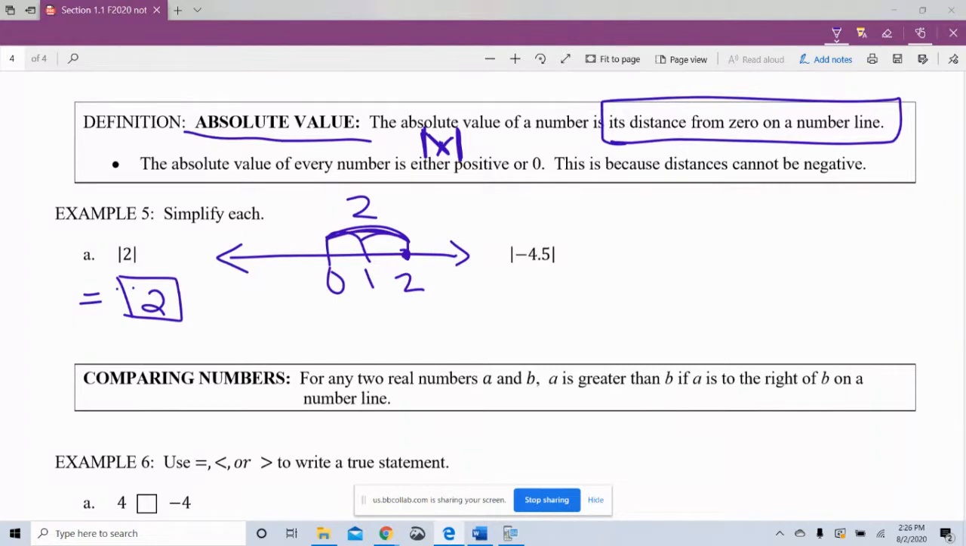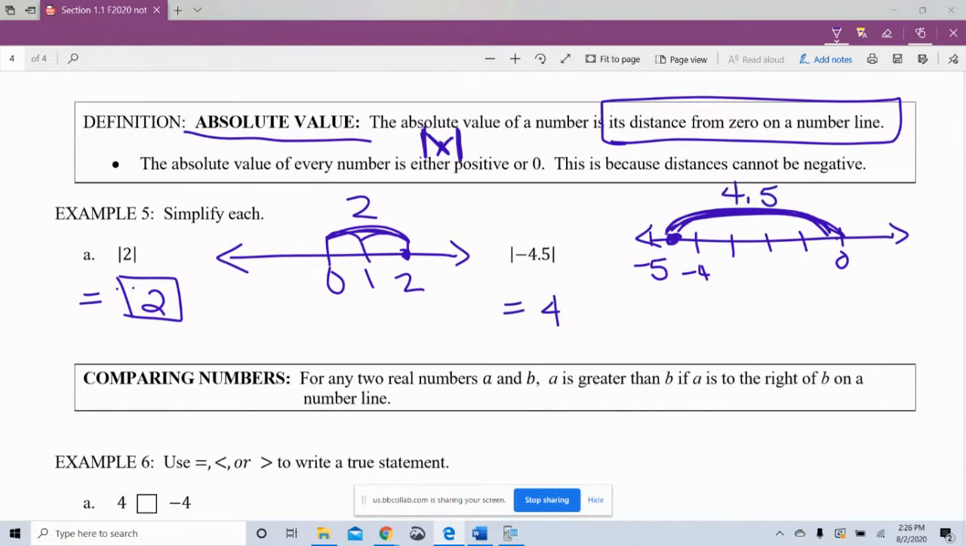Using the exact same reasoning in this second question, it's asking for the absolute value of negative 4.5. Right? So here's 0, negative 1, negative 2, negative 3, negative 4, negative 5. So negative 4.5 is going to be right there. How far away is that from 0 on the number line? In other words, what is this distance? How far would you have to travel to get from 0 to here? Well, you would have to travel 4.5 units.